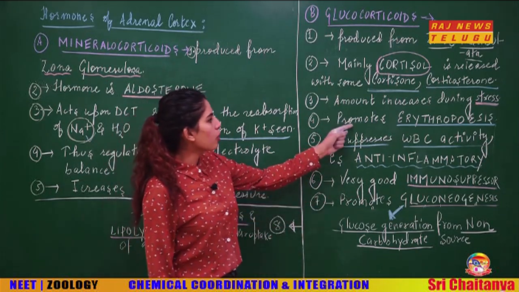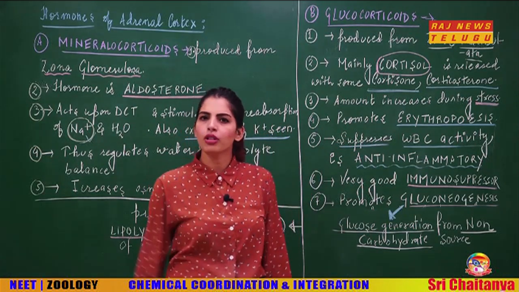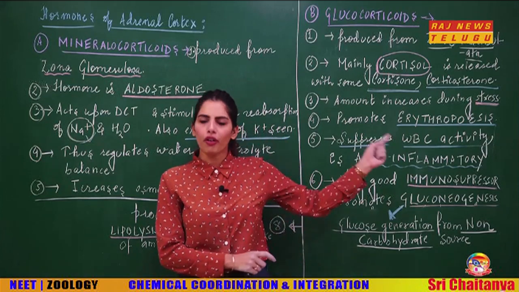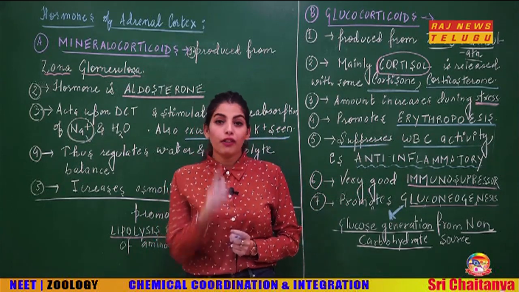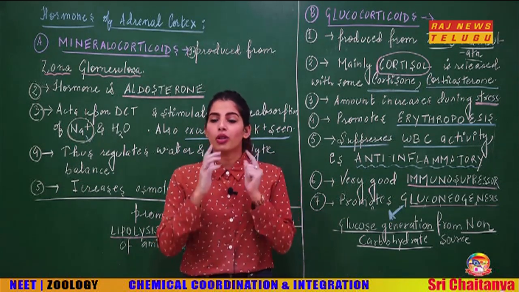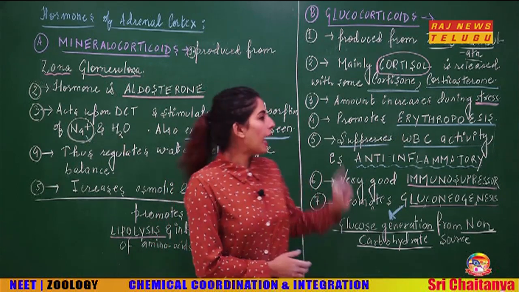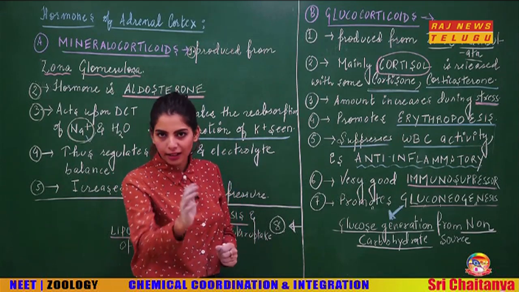Now, it is going to promote erythropoiesis. Do you remember any other hormone that also increases RBC production? Obviously, erythropoiesis means formation of RBC. If you can't recall, let me just tell you, thyroid hormones were also responsible for promoting erythropoiesis. And this is also promoting RBC production, the erythropoiesis.